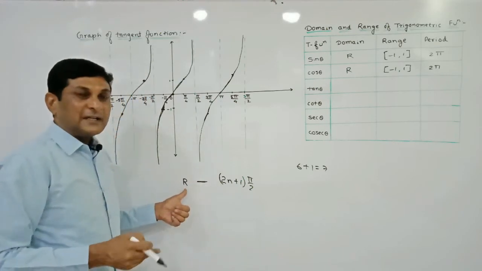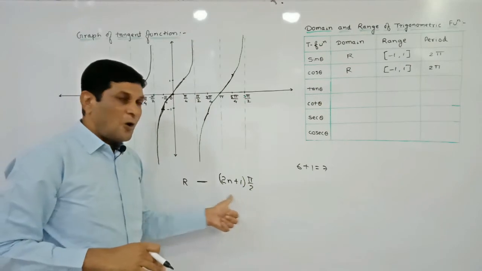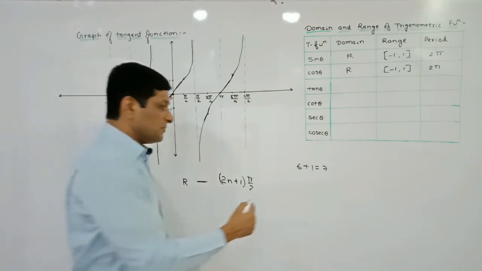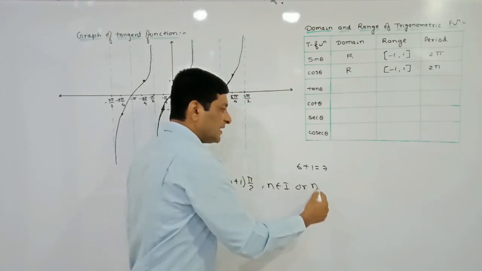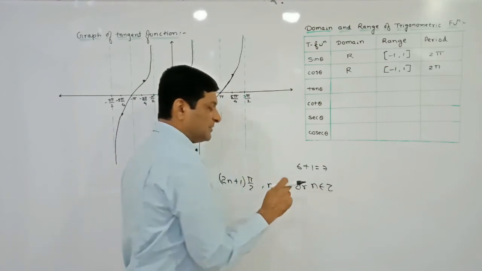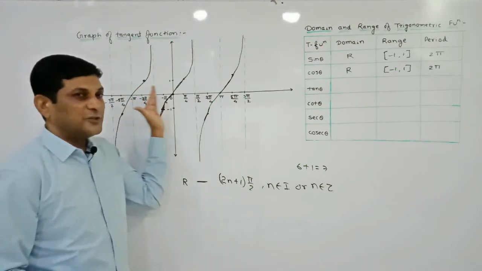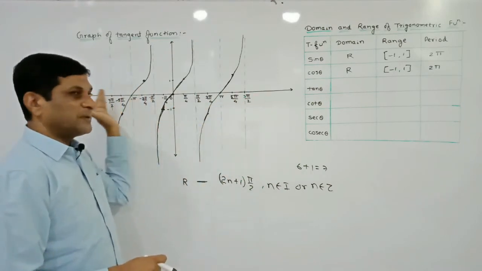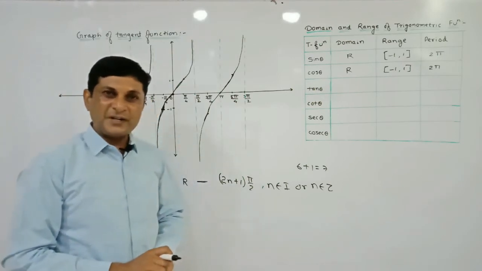Tan theta takes the values on the whole real number line except at odd multiples of pi by 2. Here we can say that n belongs to I or n belongs to Z. I means what? Integer. All of you are very well familiar with integers. 1, 2, 3, 4 are positive integers. -1, -2, -3 are what? Negative integers. 0 is neither a positive nor a negative integer.